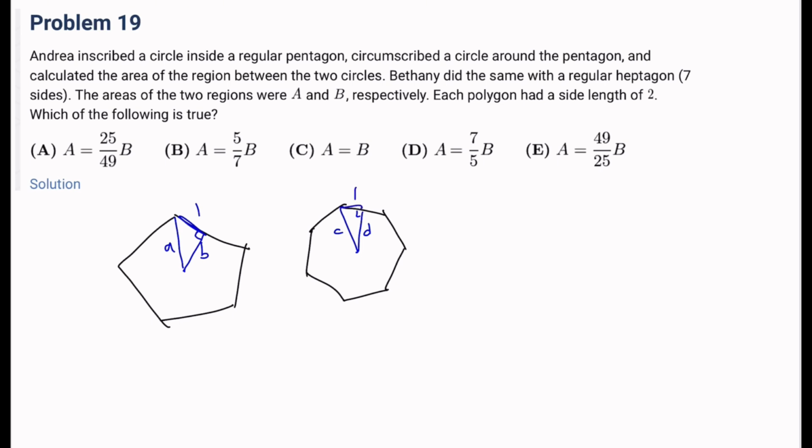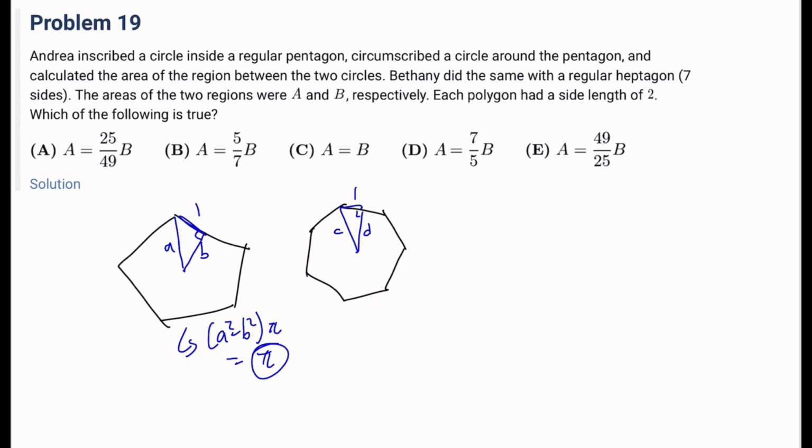And so if we look at A and B from here, A is going to be this big thing minus this small thing, right? And its radii are A and B, right? So the radii are A and B. That's just A squared pi minus B squared pi, right? And that's just (A squared minus B squared) pi. And since A squared minus B squared equals 1 squared because of the Pythagorean theorem, right? So this is equal to pi.